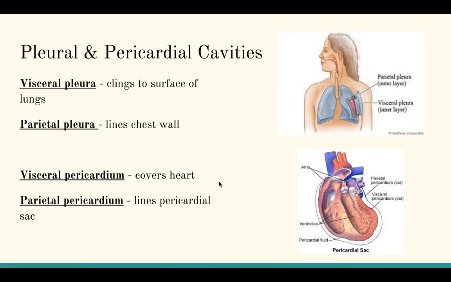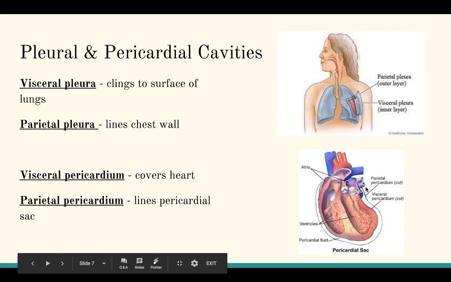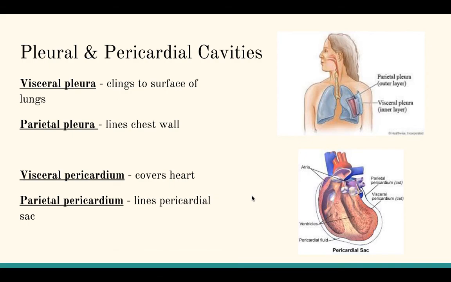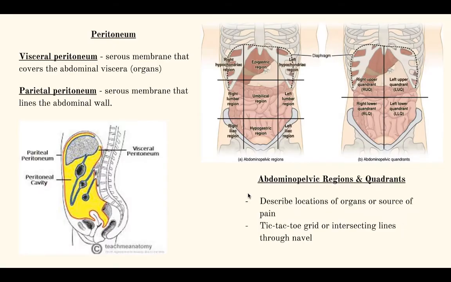The pleural and pericardial cavities are specific to your lungs and your heart. The visceral pleura is the serous membrane that clings to the surface of your lungs; you can see it here, it's the inner layer that's wrapping around the lungs. And the parietal pleura lines your chest wall. The visceral pericardium is the membrane that surrounds the heart itself, and the parietal pericardium lines your pericardial sac. So it is the external membrane.